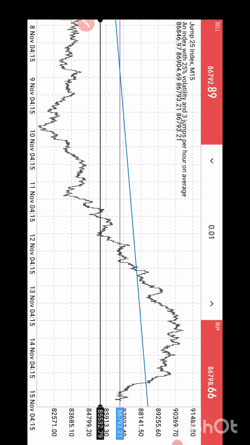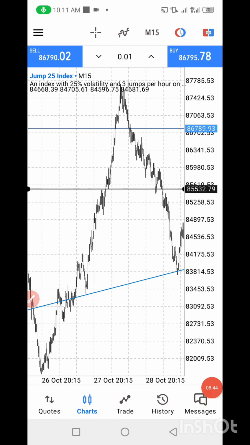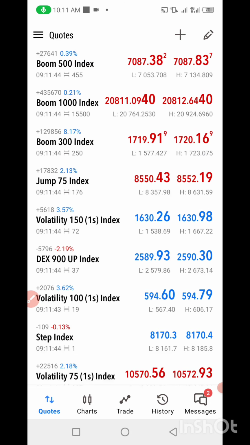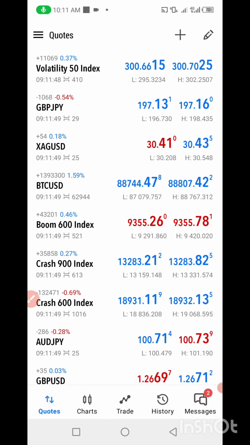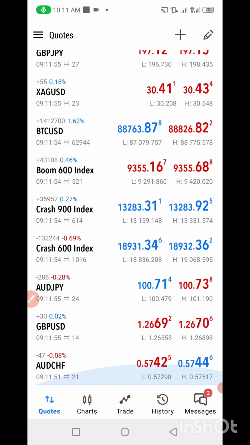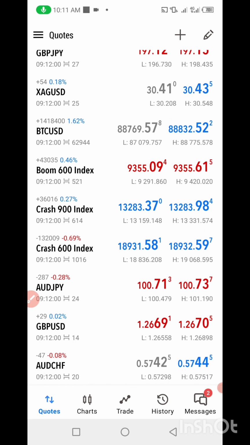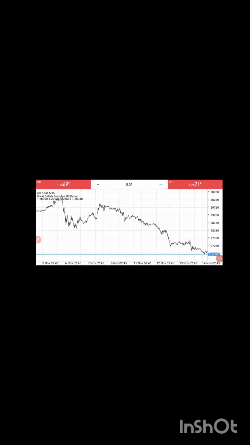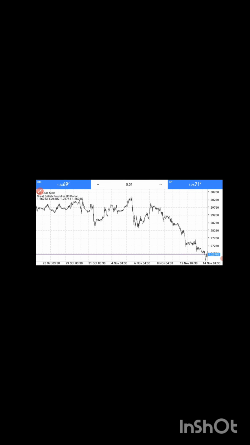Let's get more examples. Let's go to volatility 75, or let's check the Forex market. Let's try GBP USD. Now this is GBP USD. You think that this thing I'm saying is a lie, but it's not a lie. It's something that I actually have taken time to study.